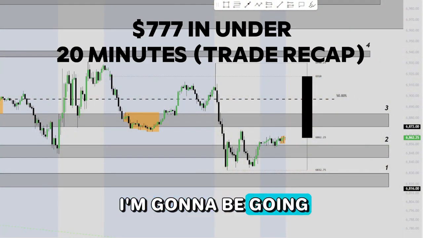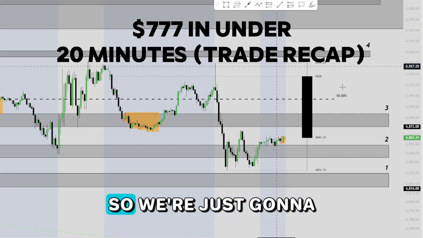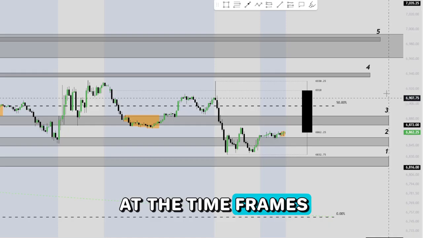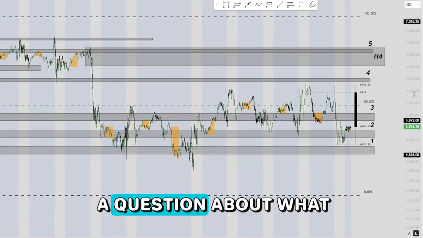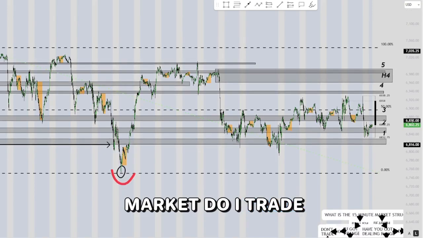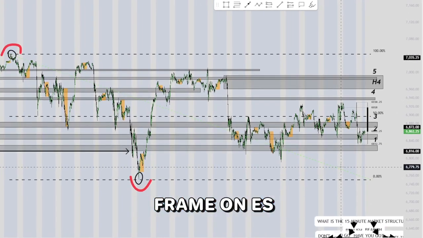In this video, I'm going to be going over an ES short trade that I took on the 1 minute chart. We're just going to start off by looking at the time frames from a 15-minute chart perspective. I often get questions about what market I trade and what session I trade. So this is basically the 15-minute time frame on ES.